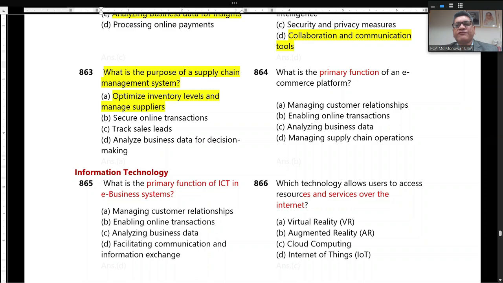What is the primary function of an e-commerce platform? A primary function of an e-commerce platform is to enable online transaction.